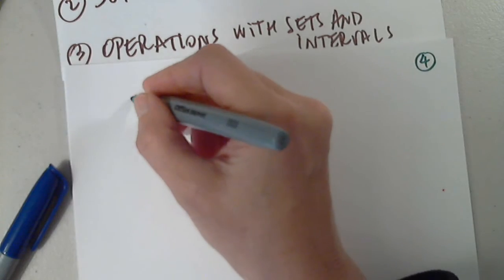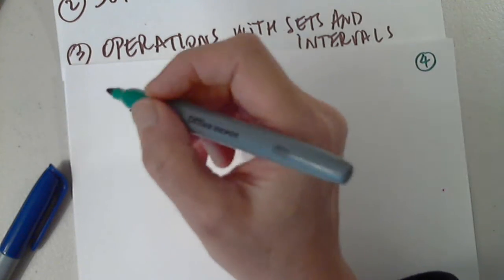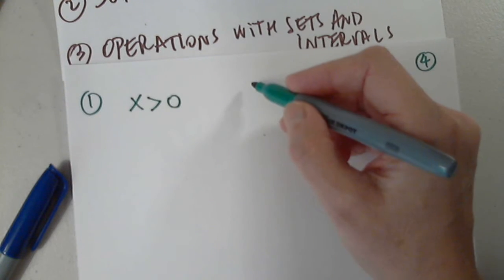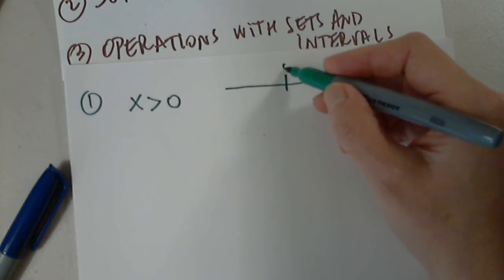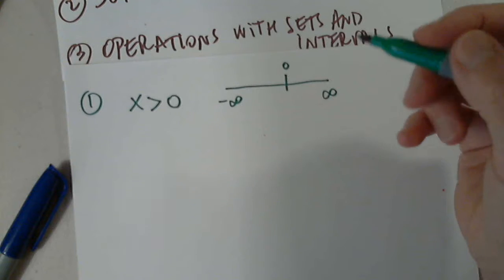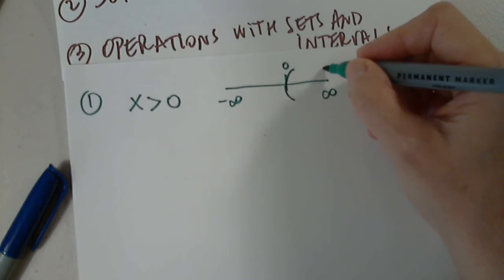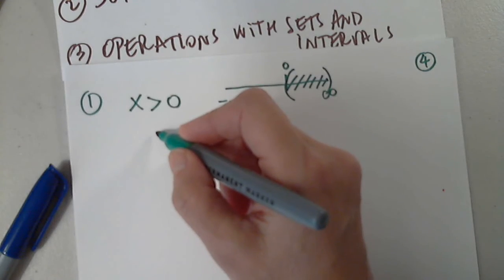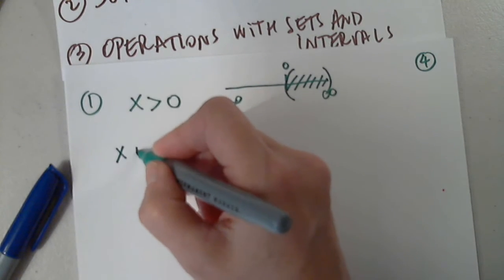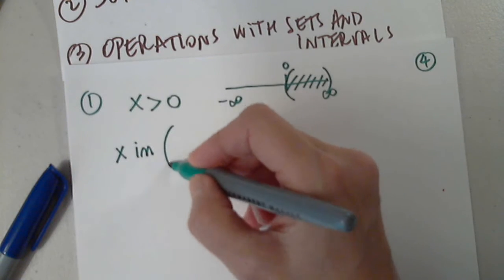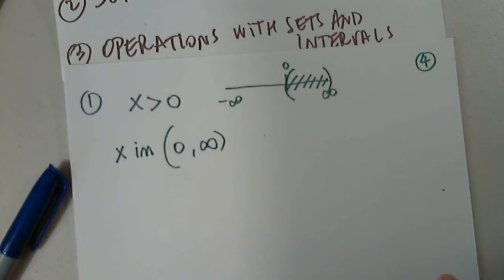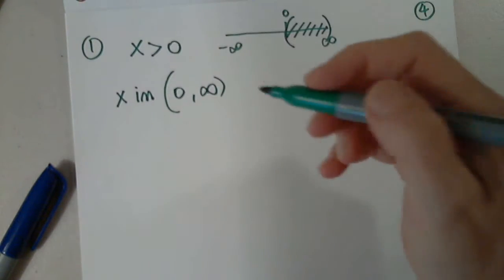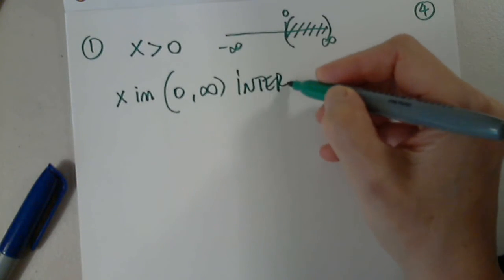The interval notation, for example, x greater than 0. So this is number 1. Interval notation. How do I present this? Well, I can graph it on the number line, or real line we call it, and it's any number greater than 0 without 0. So the interval notation, we like to write x is in the interval 0 to infinity. So this is an example of an interval or interval notation.